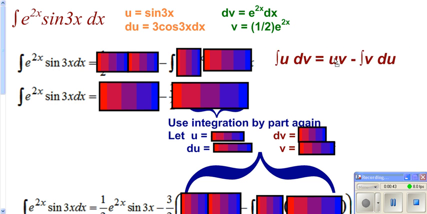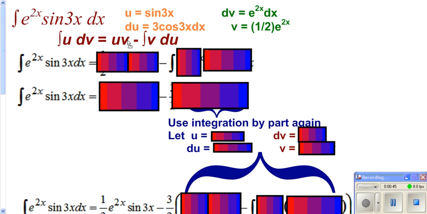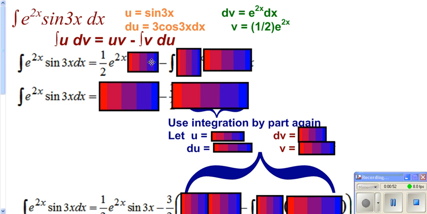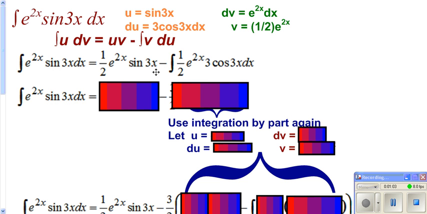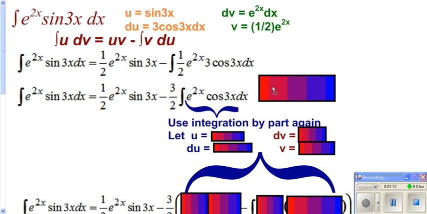So now we want to go ahead and rewrite this. We want our u, which is our sine of 3x, and our v, so here's your u, here's your v, minus the integral of your v and your du. So the front part doesn't change. I'm going to take that 3 with the 1/2 and put it in front of my integral sign. So we have this.